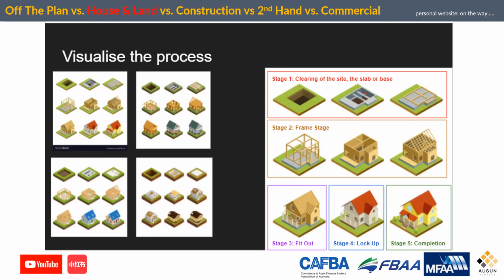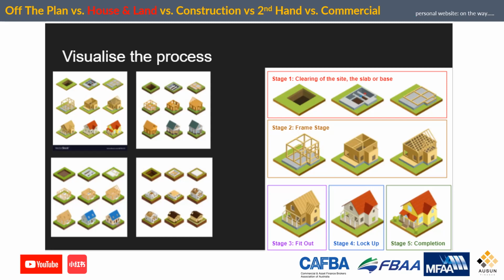So as you can see, different types of houses on the right-hand side, you can see stage 1, stage 2, stage 3, 4, 5. You're going to memorize this by heart: clear the site, slab the base, frame, fit out, and then lock up and completion. If it's a big apartment and the agent tells you it's at lock up stage, then you probably need to do the finance as soon as possible, because it's going to take maybe another 3 to 6 months to reach the completion stage. If it's turnkey or townhouse, it's the same.